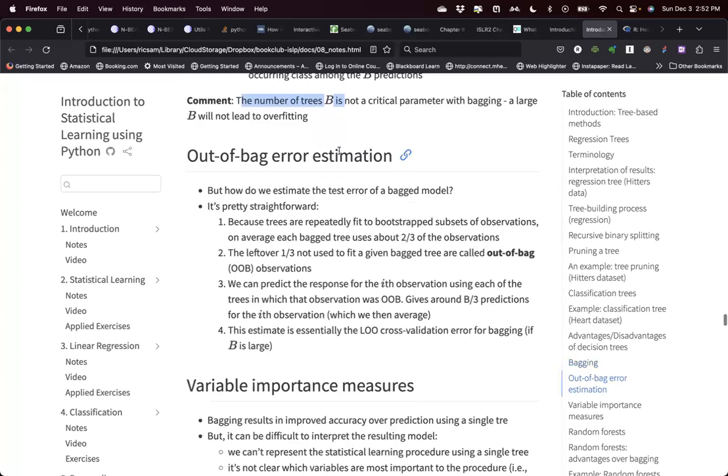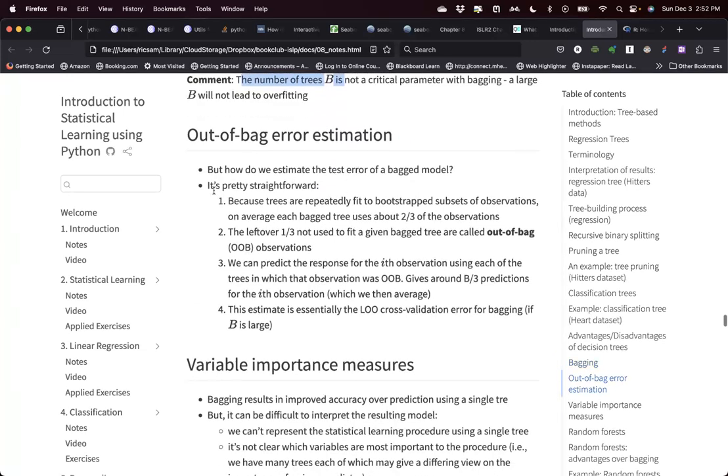Next, what is the out-of-bag error estimation? How do we estimate the test error? Pretty straightforward. Because the trees are repeatedly fitted to bootstrapped subsets of observations, on average each bagged tree uses about two-thirds of the observations. So we're not taking the whole training data set. We're going to take a subset of the training data set and then leave what is called the out-of-bag sample. So we can then run the bagging trees with that subset of the training set, and then compare it with the out-of-bag.